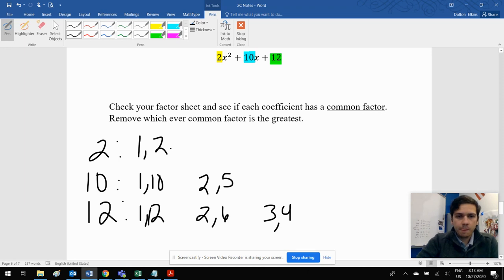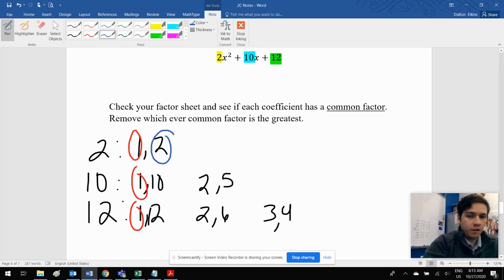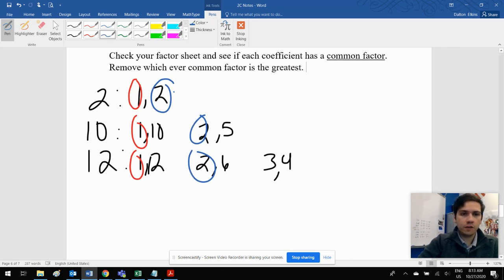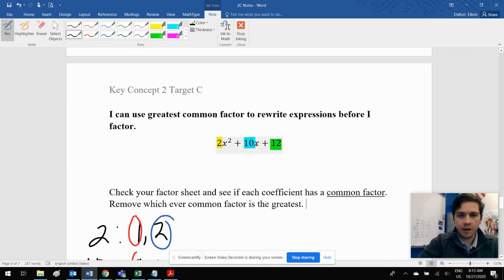So looking at these, there should be a number that is common amongst all of them. And in fact, there's more than one. So let me circle the common factors. Each one of these has a 1 in it. Okay? Each one also has a 2 in it. So we have to ask ourselves, okay, which number is bigger, 1 or 2? That's hopefully not too hard of a question, but here the answer is 2. So I'm going to remove this 2 from each piece, from each, the 2x squared, 10x, and 12.